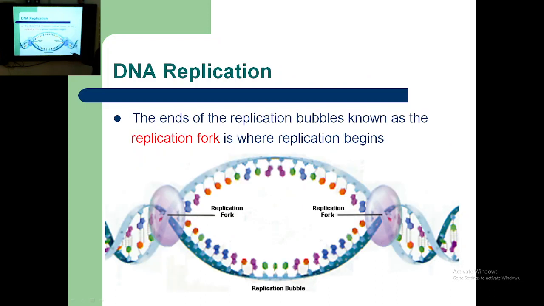Again, this is the replication bubble, and here we have the replication fork. For each replication bubble, we have 2 replication forks.